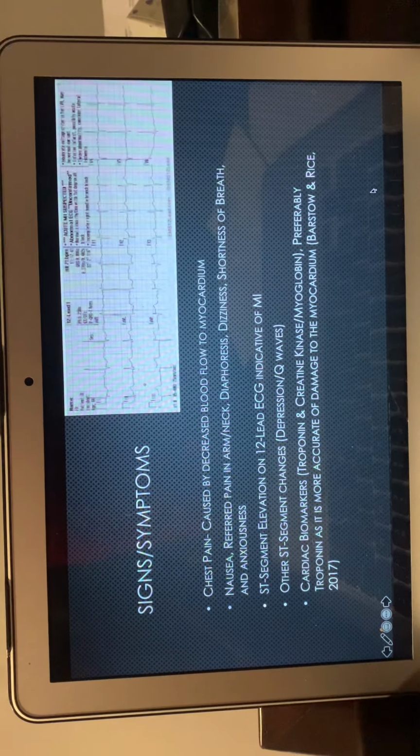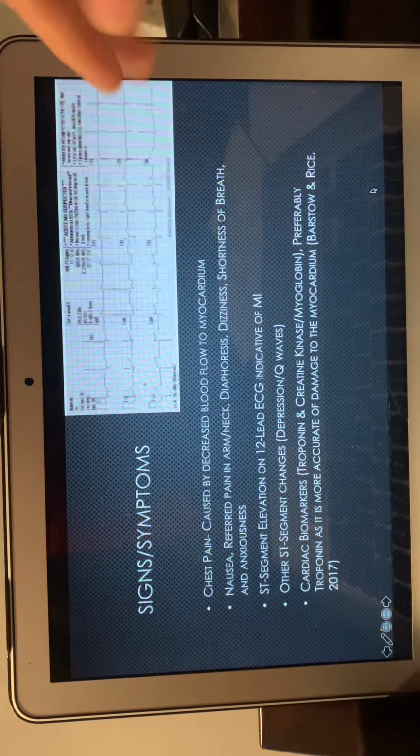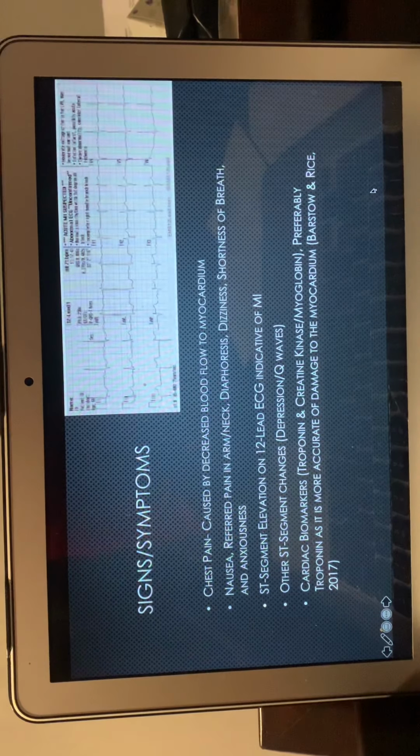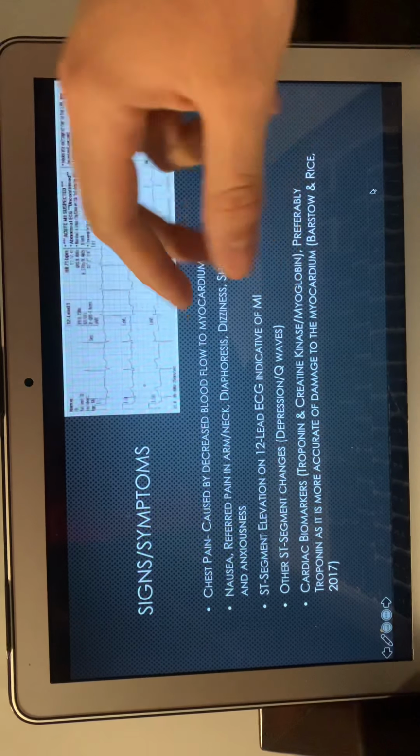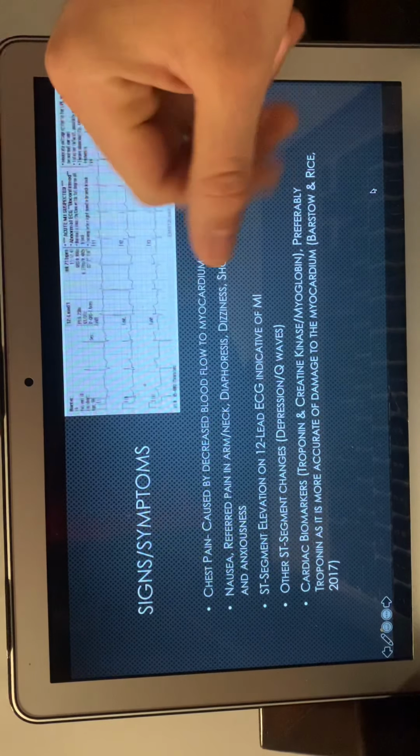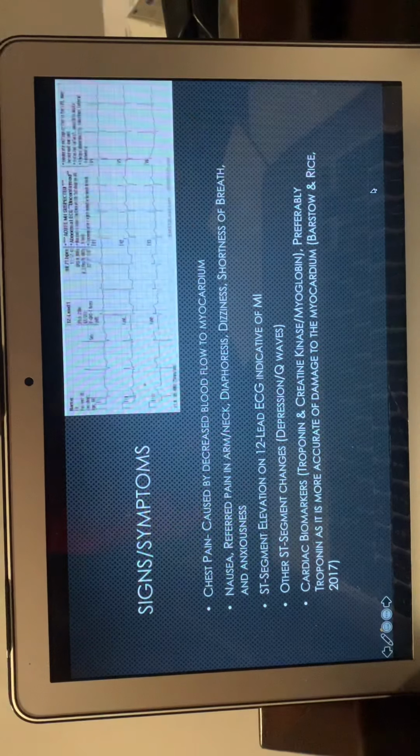So, signs and symptoms of a myocardial infarction. Up here is a picture of a 12-lead EKG. All these leads display different portions of the heart. Exactly right here you can see there's ST elevation in leads 2, 3, and AVF. That would display the right side of the heart, primarily an occlusion in the right coronary artery. So those changes would be indicative of a myocardial infarction in the right coronary artery requiring prompt treatment.